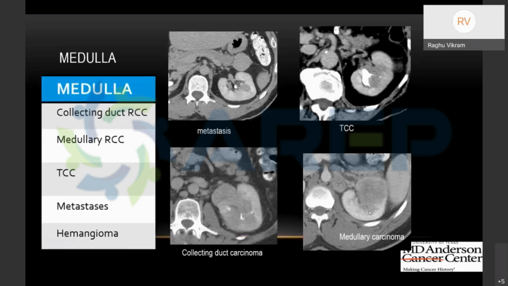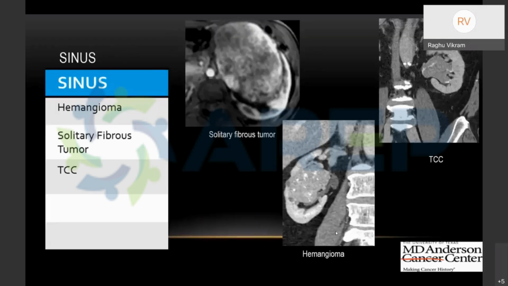So these are more infiltrative. They maintain the shape of the kidney. They are not ball-like lesions, which is what these are. They are more infiltrative. These are medullary lesions. They're not only transitional cell carcinomas, but collecting duct and medullary carcinomas.